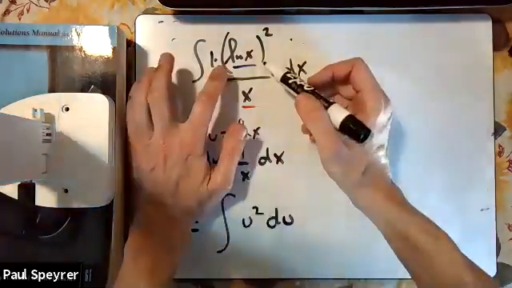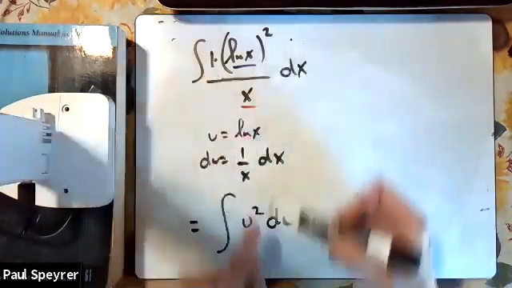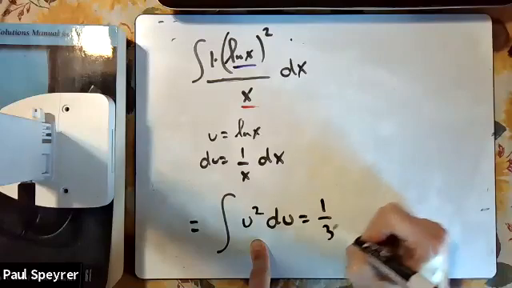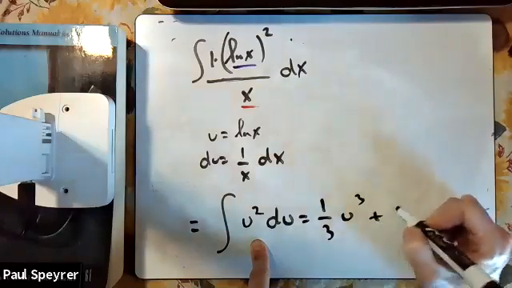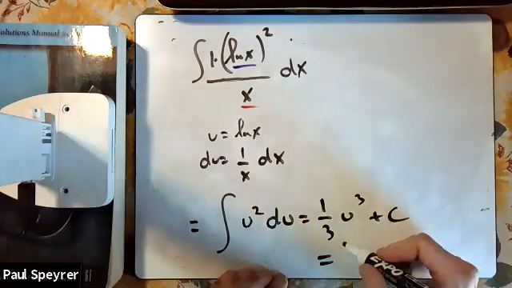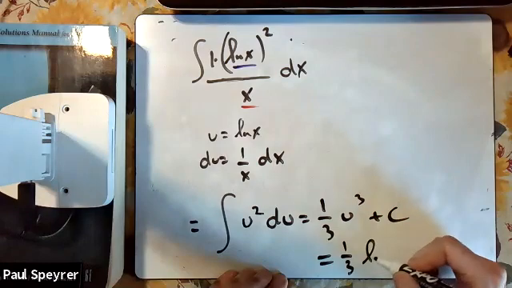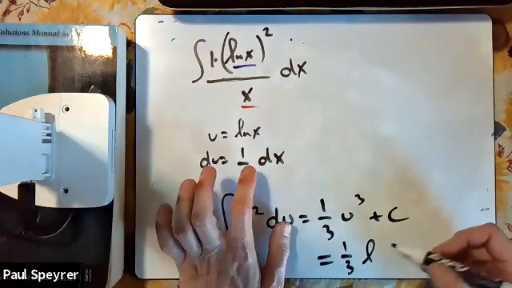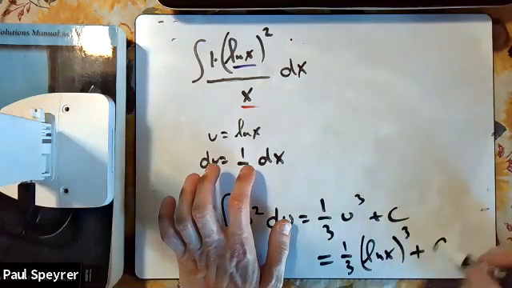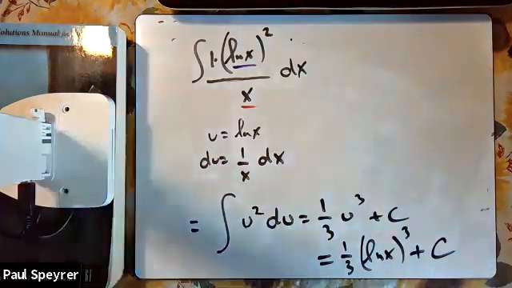So we went from some really crazy, hard-looking problem to something basic, right? Because what is this? This is 1/3 u cubed plus c. But then to finish it off, what do you need to do? Rewrite it in terms of x. So this is 1/3 ln of x cubed plus c. And there you go.